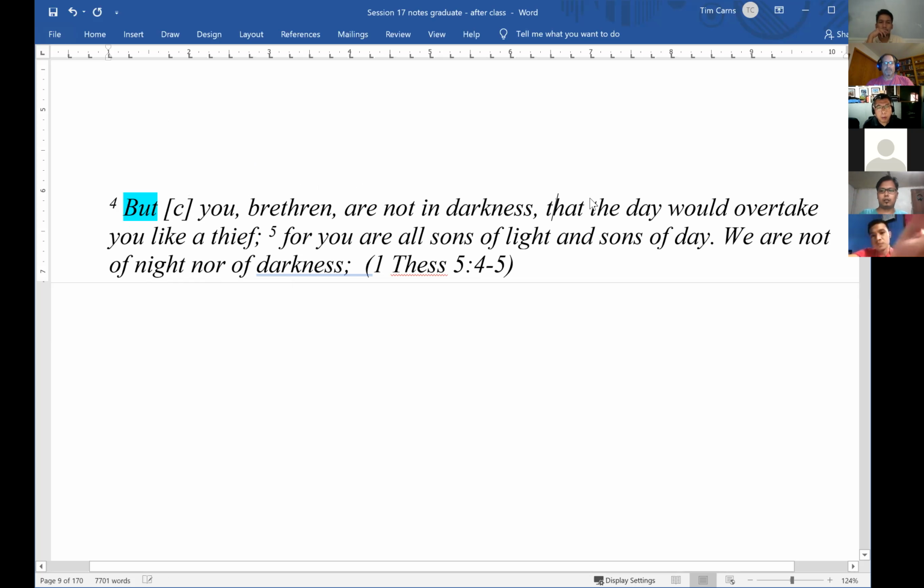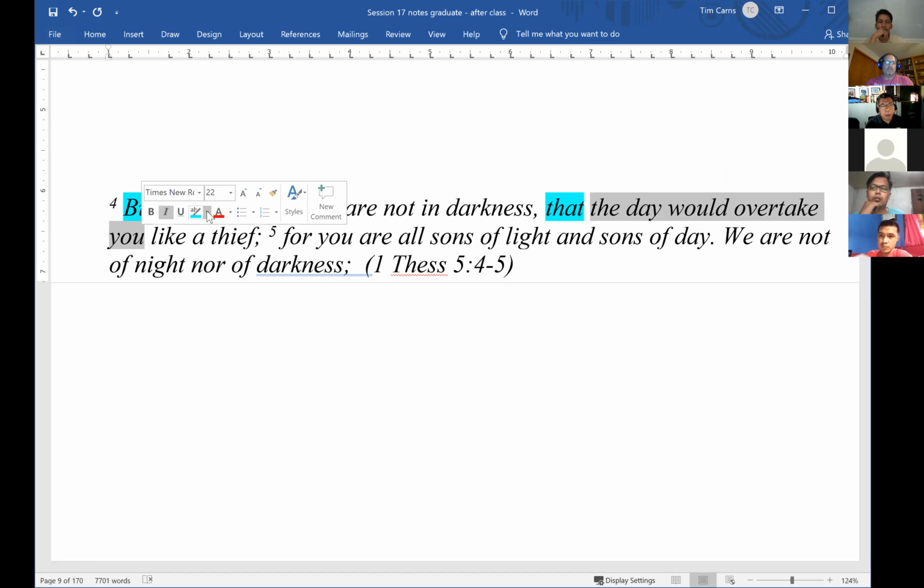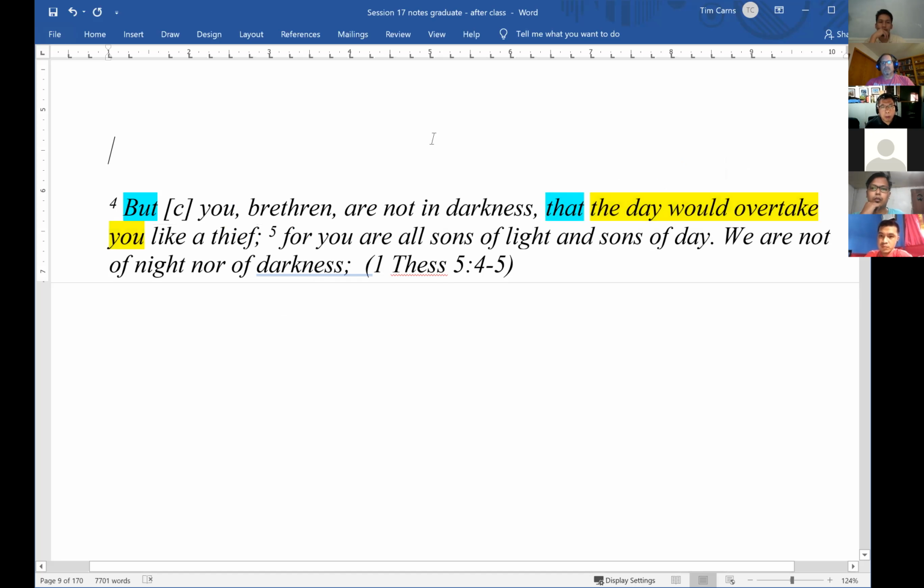Good. How did you know that was a conjunction? It connects the previous clause from the next. Yeah, because what follows it is a clause, isn't it? Yes.